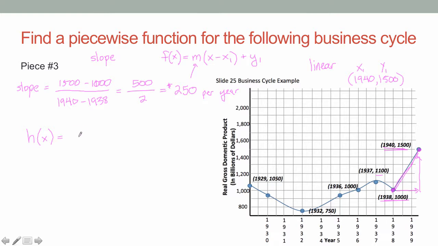is equal to 250, it increases at $250 billion per year, times x minus 1940. That's my specific x1 value I'm using. It's not squared, so I just leave it like that, right? It's linear, so it's a straight line. But if I'm fixed around 1940, the y value that goes with it is 1500. And there is a linear equation in point slope form. It's a little bit different, but it's an easy way to write a linear equation.